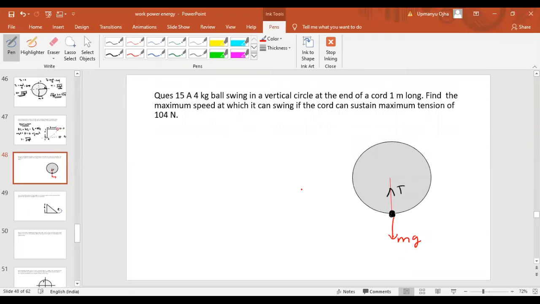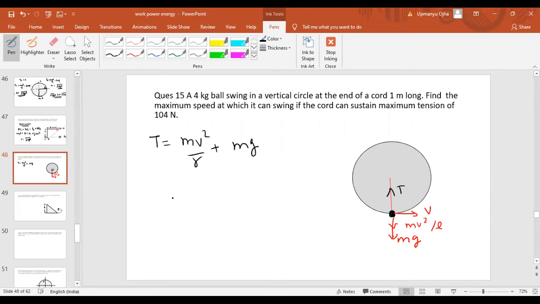Since the ball has maximum speed, meaning we have given some velocity v at this point tangentially, it will have a centrifugal force equal to mv square by l. So from this we can write that the tension T must be equal to mv square by r plus mg. Fine. So we have to find the maximum speed here.